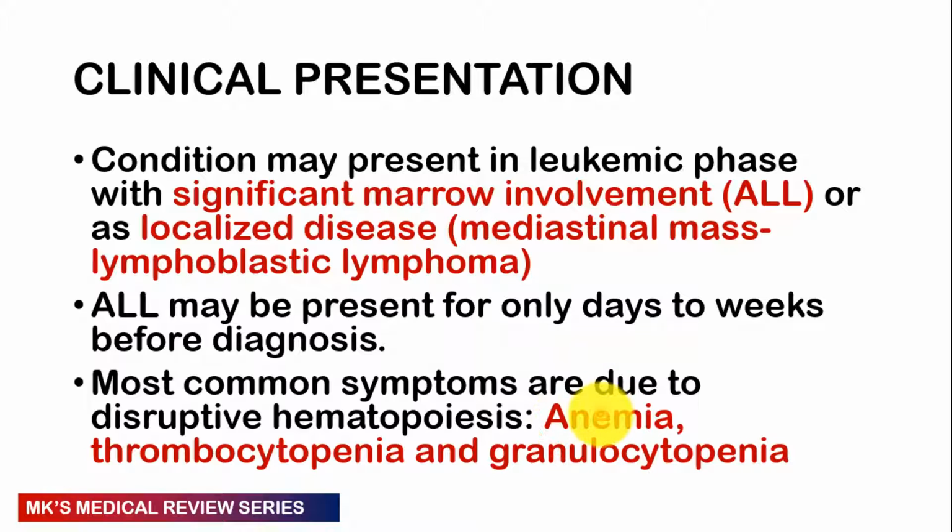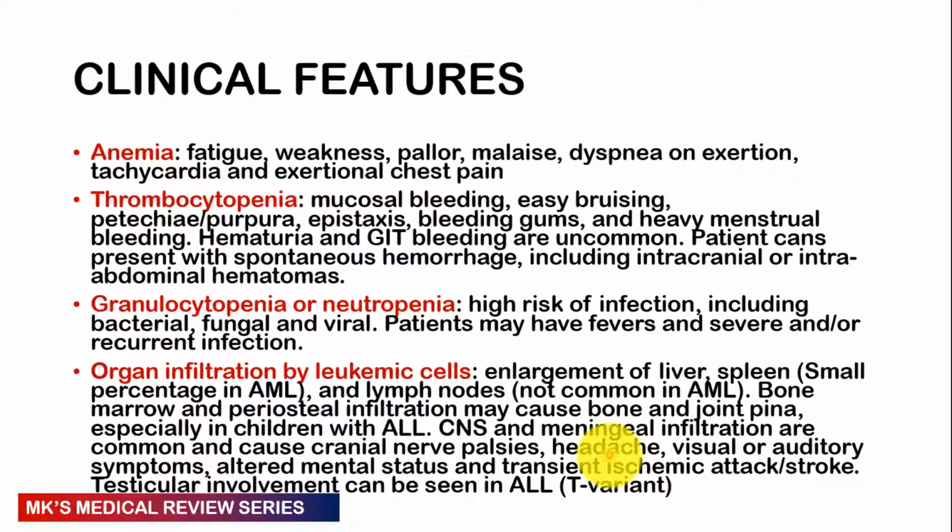So the anemia, the thrombocytopenia, and the granulocytopenia, resulting in features of anemia, bleeding disorders or bleeding tendencies, as well as recurrent infections and fevers. So what are some of the clinical features?